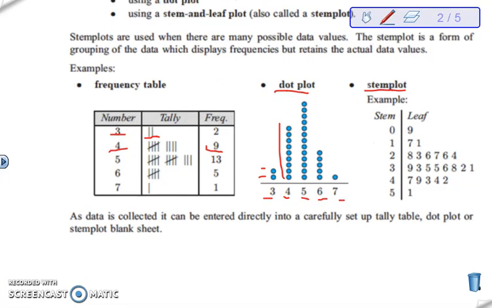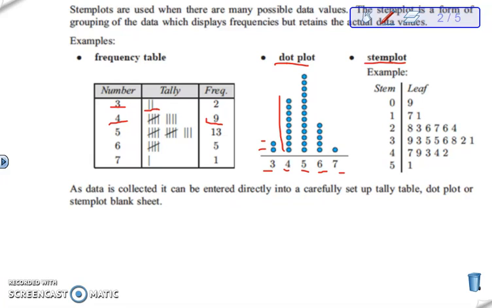For a stem and leaf, we're just going to list out the numbers as they appear. The key being that the stem column is the tens digit and the leaf column is the ones digit. So this, you could just rewrite it as 9, right? 0, 9. This tells me that I got a 17 and I got an 11.